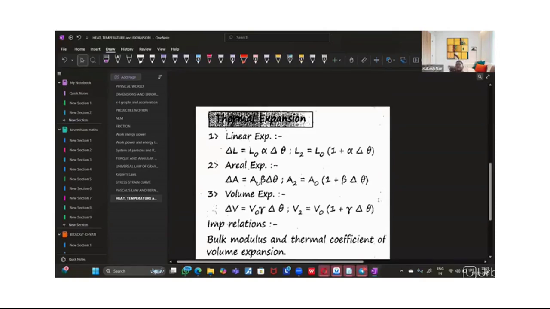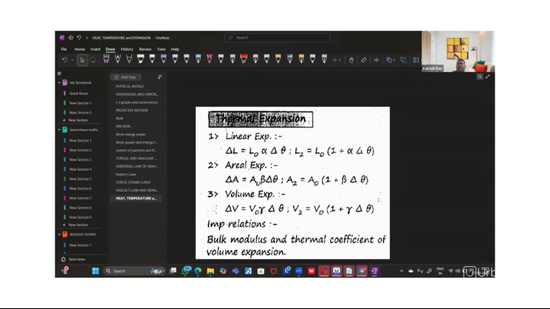Then the last topic, the introductory one, is thermal expansion. The three expansions, linear, areal, and volume expansions, are nothing but relative changes in terms of length, area, and volume, whose expressions will be derived in my upcoming classes. And the most important expressions are on your screen for this unit.